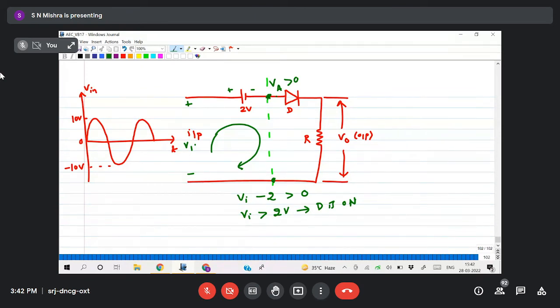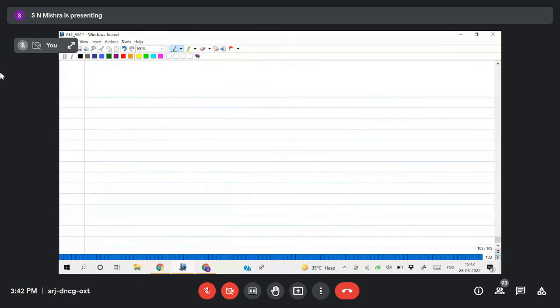And Vi less than 2 volt, then D is off. Understood? Now let us draw the equivalent circuit.